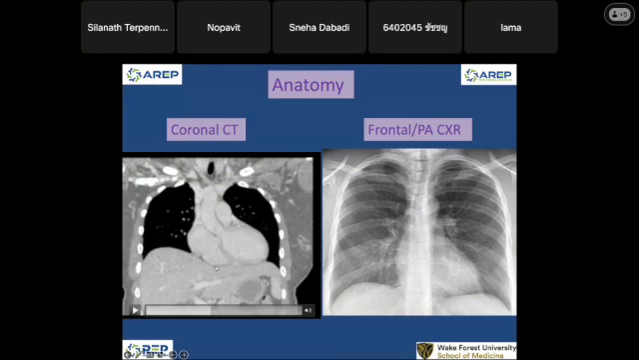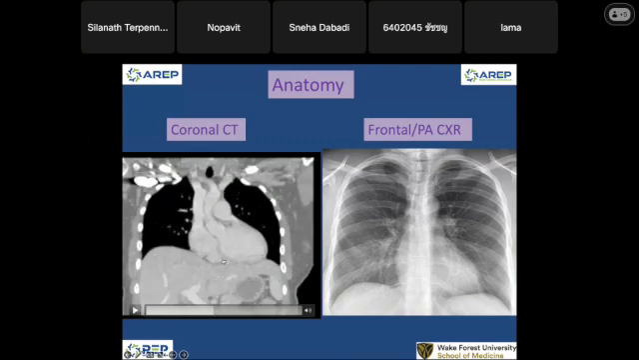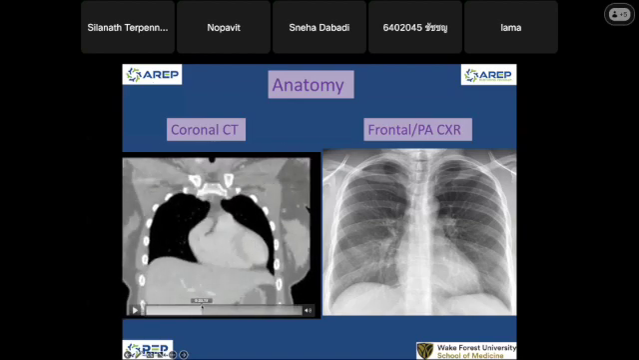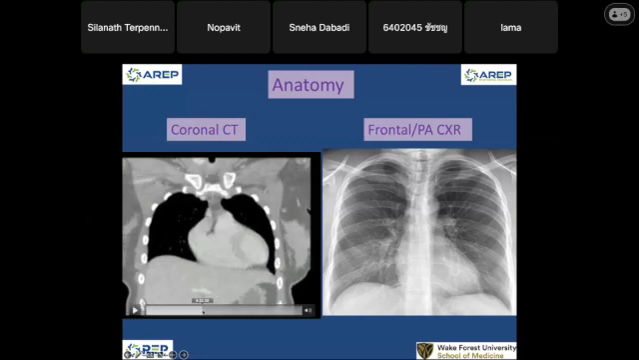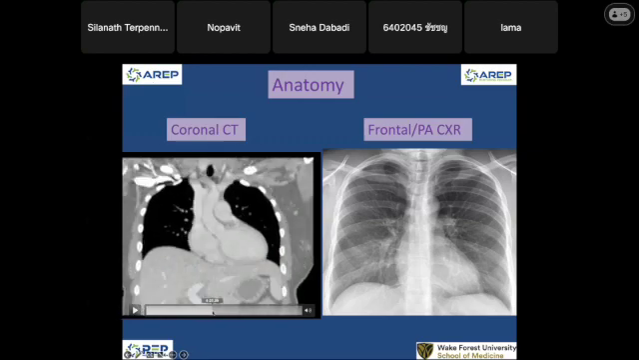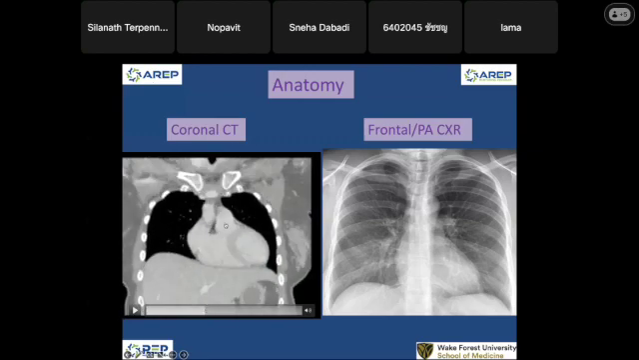This is my right atrium, and from the right atrium, this is the tricuspid valve. It will go into the right ventricle. This is my right ventricle. That's why the right ventricle is around here on the chest radiograph. From the right ventricle, it will go into the pulmonary artery. This is my pulmonary artery. It's going up to the pulmonary artery.